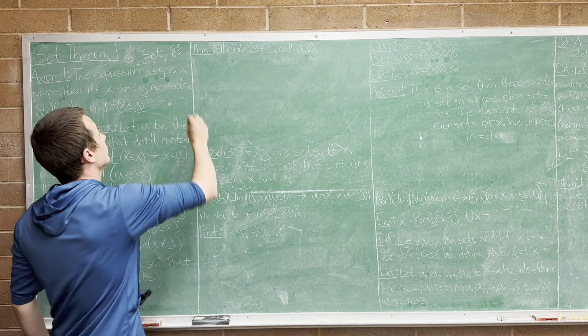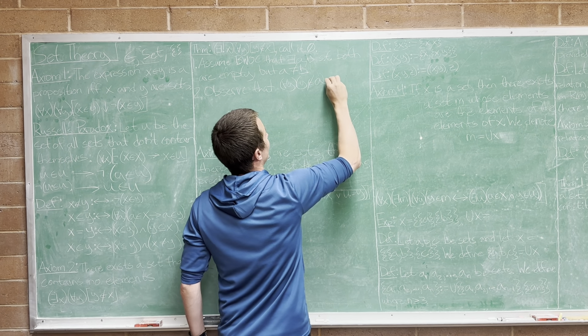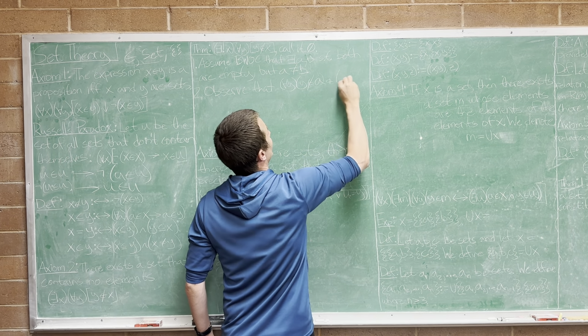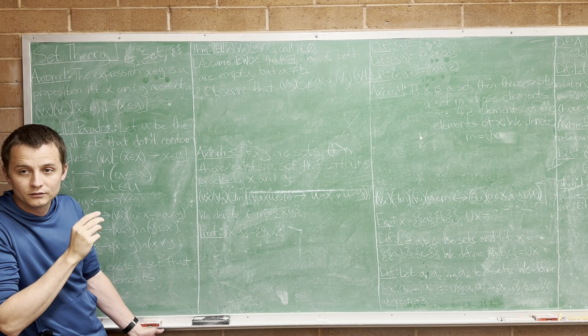Maybe we'll do a step here. Observe that for all Y, Y is not in A, and for all Y, Y is not in B. That's what it means for A and B to be empty. Or in other words, Y in A is always false, and Y in B is always false.